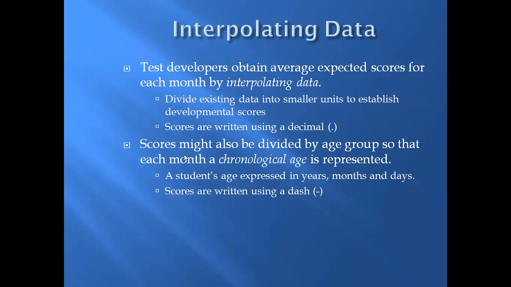Then, looking at interpolating data, test developers obtain average expected scores for each month that they're working on by interpolating the data. So they divide the existing data into smaller units to establish a developmental score, and those scores are written using decimals. The scores can also be divided by age group, so that each month has a different chronological age. This is very important because we have to know exactly how old that child is. The student's age is going to be expressed in years, months, and days, and the scores are written using a dash. We're going to talk about how we go about doing this.